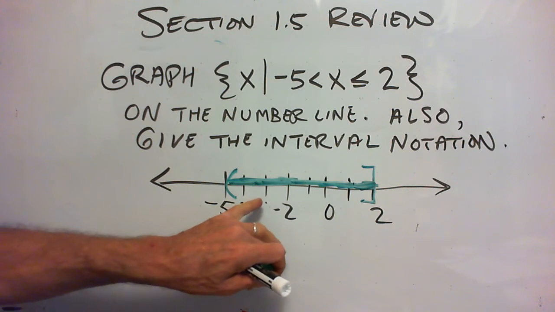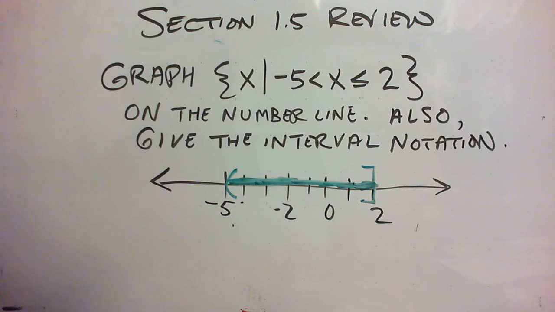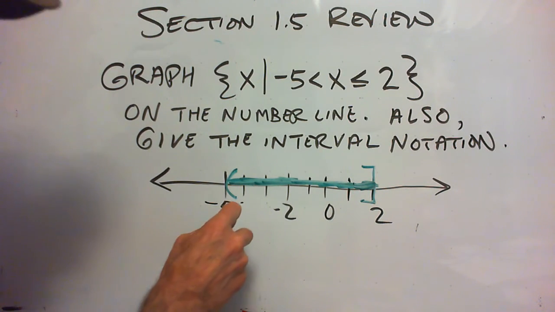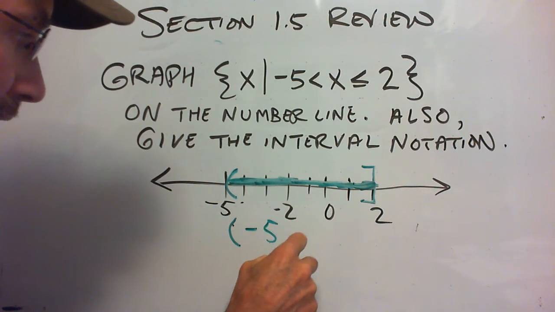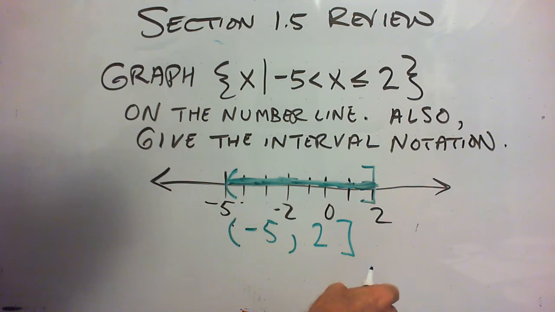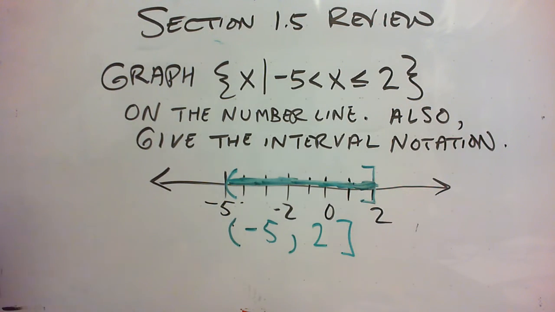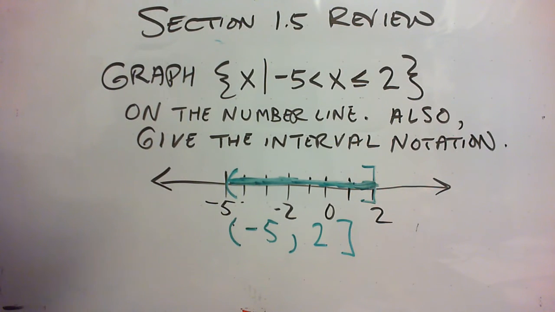So now we have the graph. The interval notation follows that graph that we just did. The interval notation has the round bracket, -5, comma, 2, and then the square bracket. You see how the graph matches that notation really nicely? And that's one of the reasons we graph this way with the brackets rather than open and closed circles.